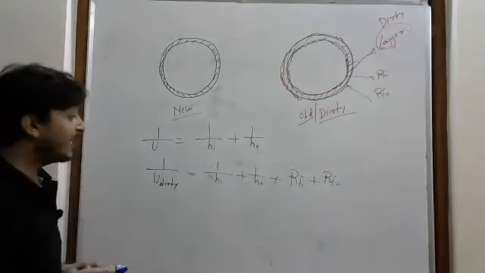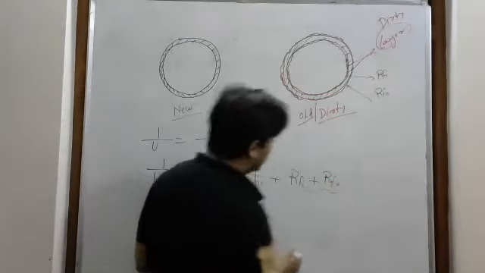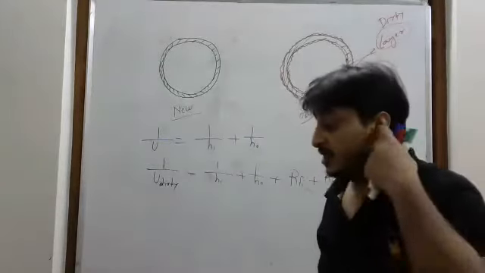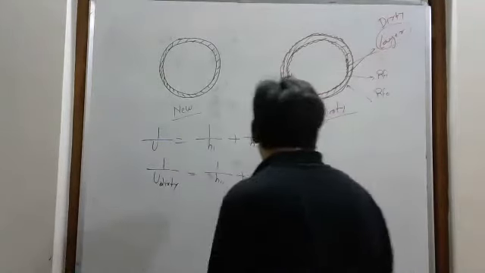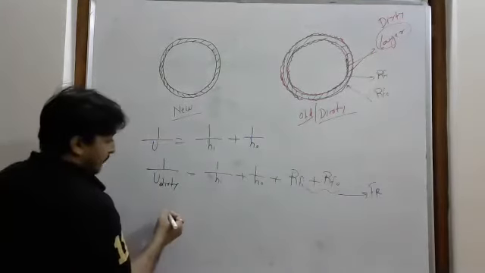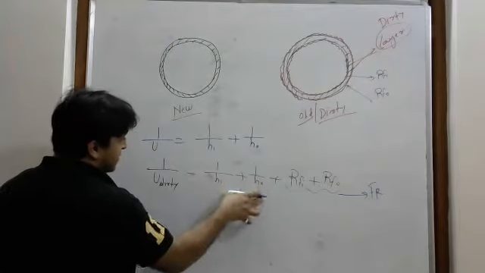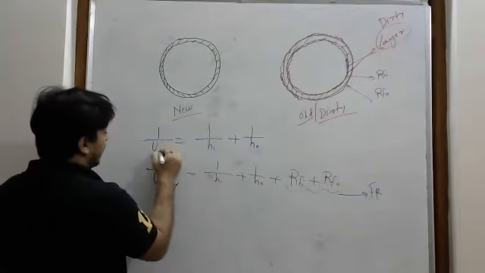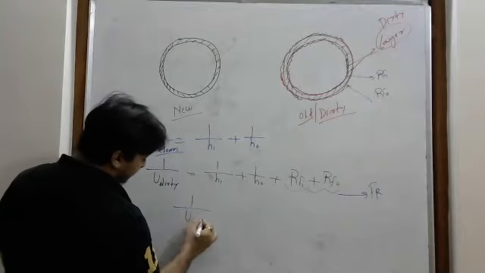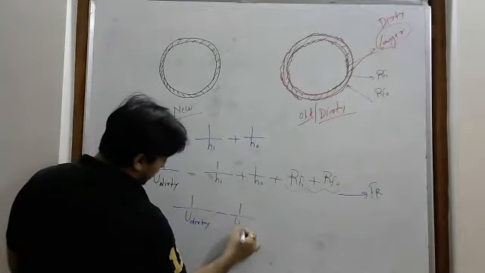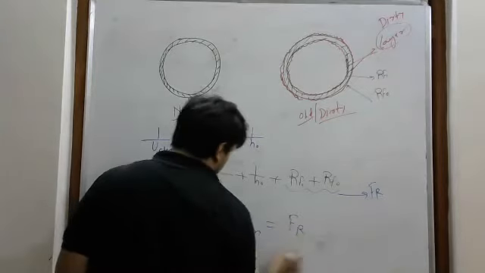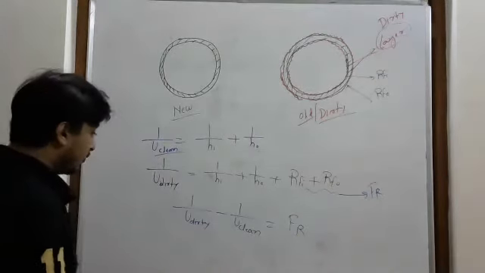Now, what is this factor? This is known as the fouling factor. I can say this term is the fouling factor. So we can write fouling factor equals that much minus that much. This is 1 by U clean. So I can write 1 by U dirty minus 1 by U clean equals the fouling factor. They can ask the question, what is fouling factor?